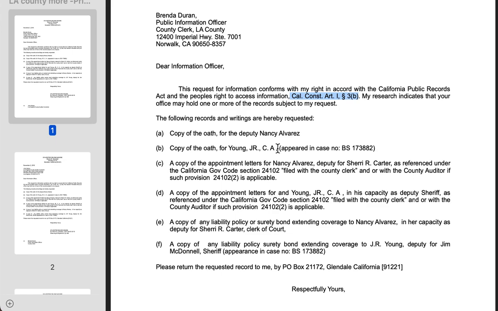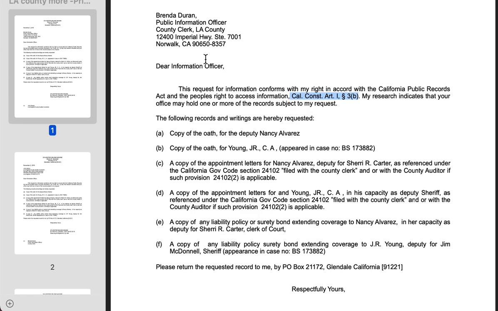In these requests for information, it's always good. You don't see one in this letter. Let me show you another one. But it's always good to ask, if this is not the correct office, please forward this to the correct government office, and in your response, let me know that it has been forwarded.